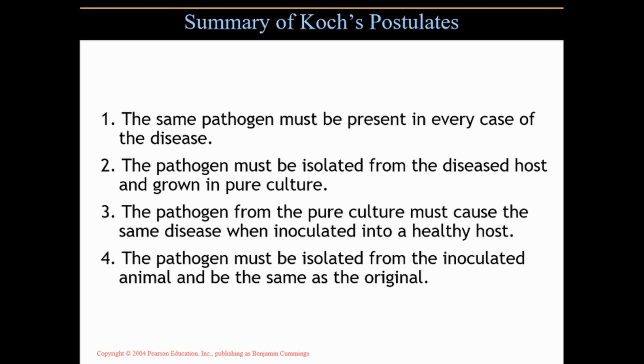So in every case of the disease, the same pathogen must be there. It must be isolated from the diseased host and then grown in pure culture. So you isolate it, take it, grow it separately. The pathogen from the pure culture must cause the same disease when inoculated into a healthy host. So you take it out of pure culture and put it into another host. The pathogen must be isolated from the inoculated animal and be the same as the original. Okay, so those are the 4 steps.